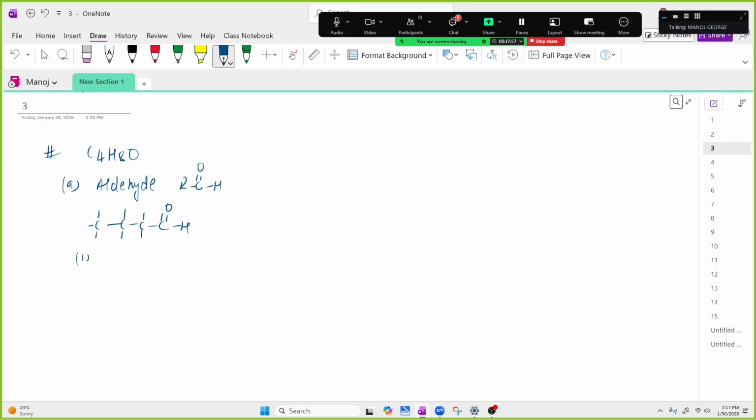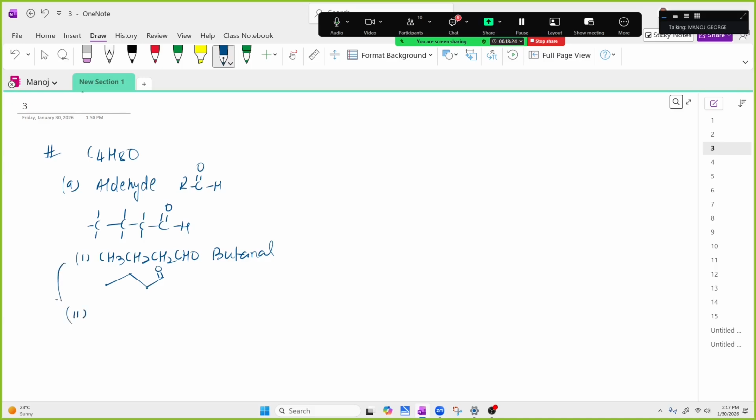So my first aldehyde would be CH3CH2CH2CHO. This is butanal, correct? Is there any other aldehyde possible? Everybody could make only one aldehyde. Nobody could make two. I think two aldehydes are possible.